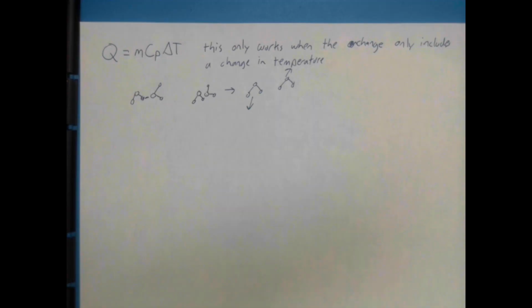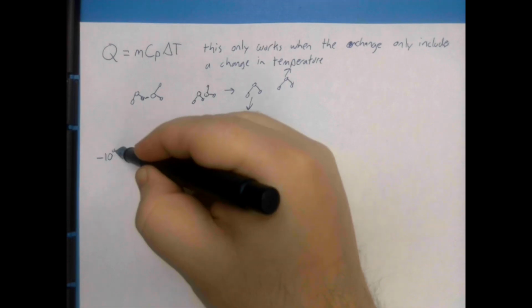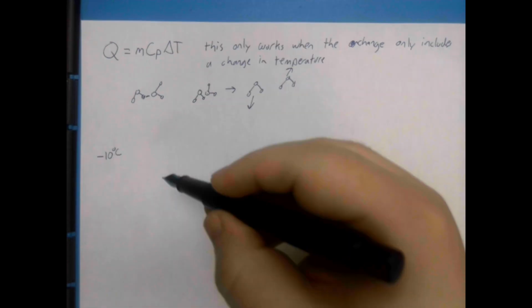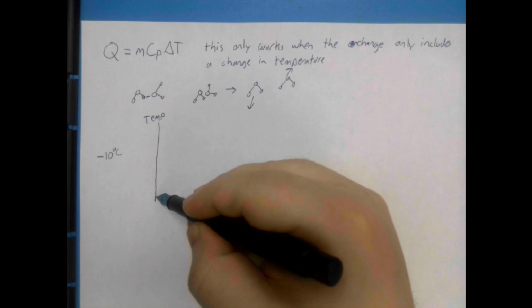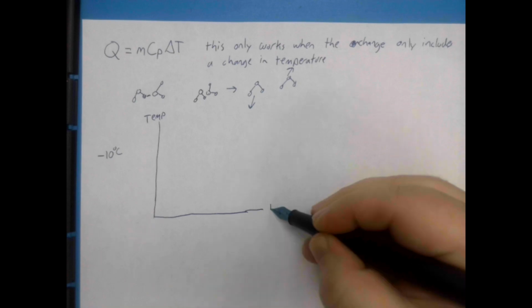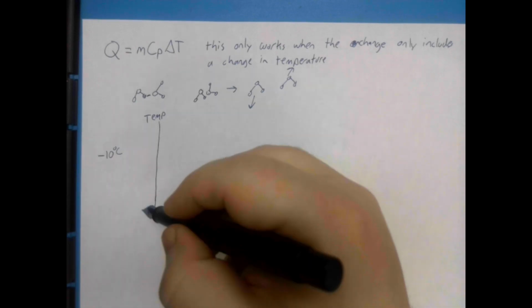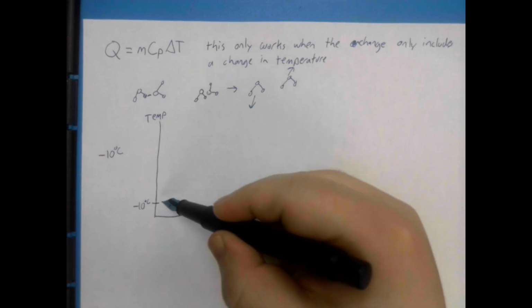So, let me ask you this question. When you're boiling water, what happens to temperature? It stays the same. If you were to take ice, so let's say that we start out with negative 10 degrees Celsius ice, let me plot this. We have temperature on this axis, and we have time on this axis. So let's say that it starts at negative 10 degrees Celsius, and you start heating it up.